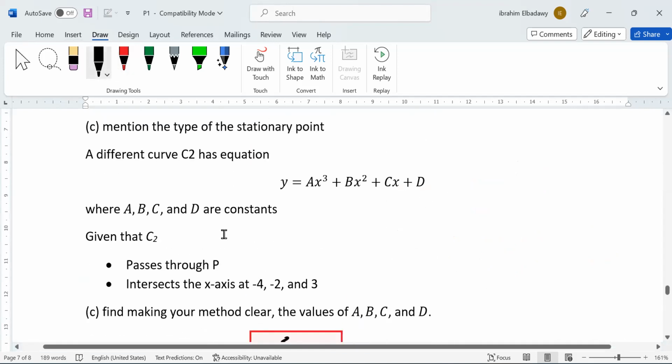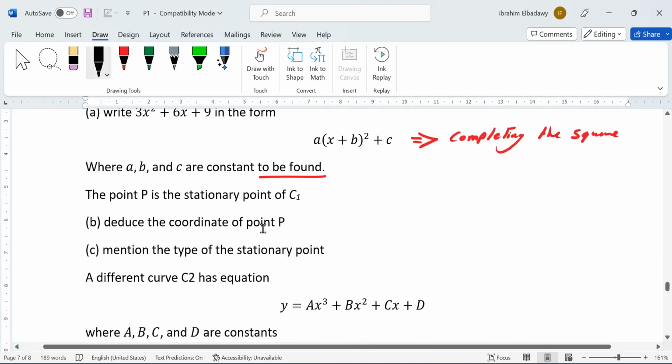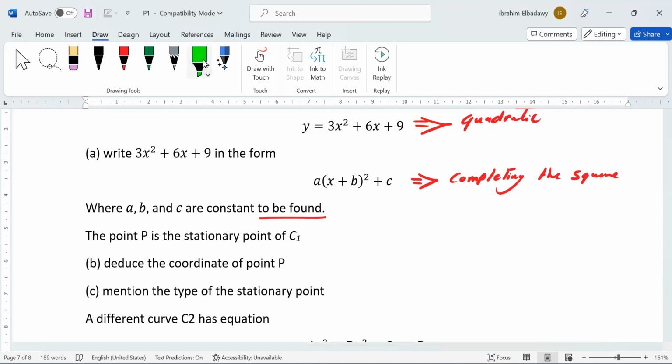Okay, طيب. Here he says deduce the coordinates of P. What is this P? Okay, he said the point P is a stationary point. He said here stationary point. How can you get the stationary point coordinates? Actually, you can get it from the completing the square form. You already have the completing the square form from the first question. So you can use it to get the answer of the second question.